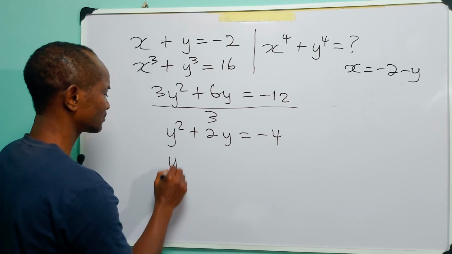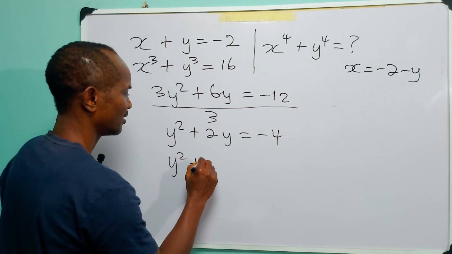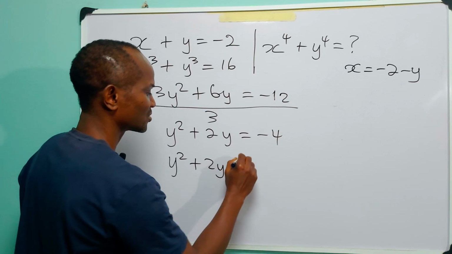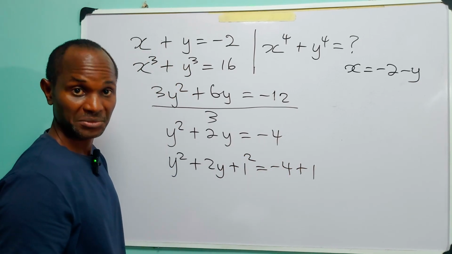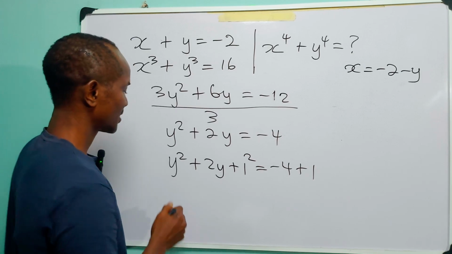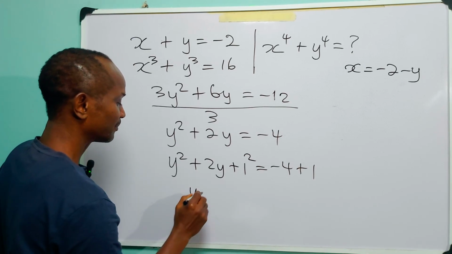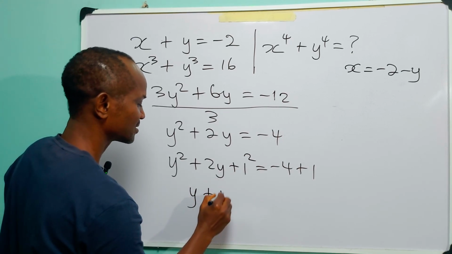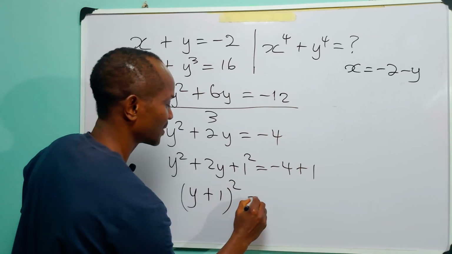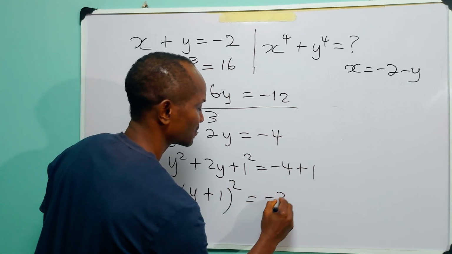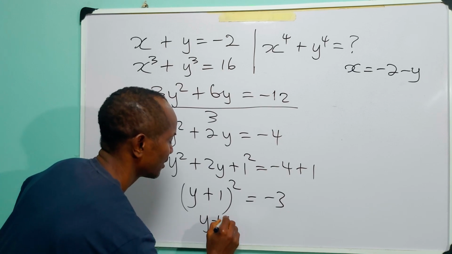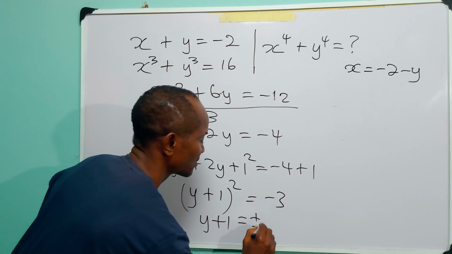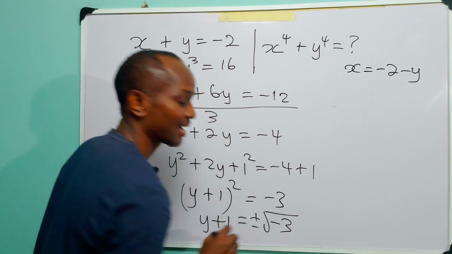So we have y squared plus 2y plus 1 squared is equal to minus 4 plus 1, because 1 is 1 squared. Now we take the square root of y squared plus 2y plus 1, which is y plus 1, and this of course is equal to minus 3. So we have that y plus 1 is equal to plus or minus square root of minus 3.